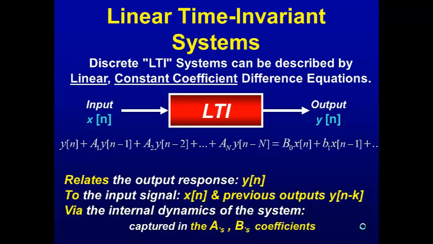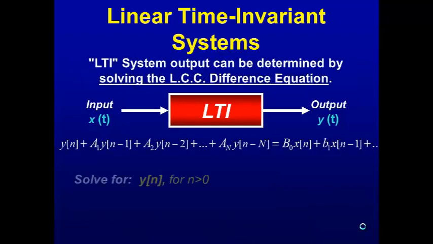And so what we're looking for is, what is the output for a given input? Well, this is a description of the output in terms of the input, and maybe delayed inputs, and maybe fed back outputs. But this is an input-output relationship kind of description. And the dynamics of the system are captured in the numeric values that we have in these coefficients.